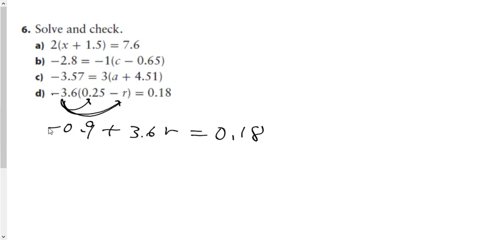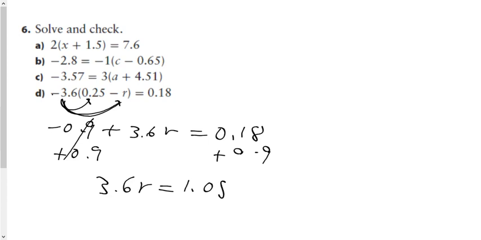So a negative 90 cents plus $3.60 multiplied by however many paper clips I have, I'm thinking about that picture again, equals 90 cents. Add 90 cents to both sides. And I get 3.6r is equal to $1.08.